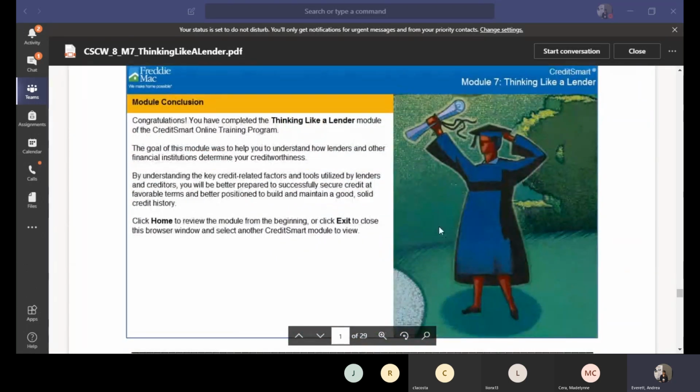Okay, so we've come to the end of the Thinking Like a Lender module. The goal here was to help you understand how lenders and other financial institutions determine your credit worthiness. And by understanding the key credit related factors and tools utilized by lenders and creditors, you guys are going to be more prepared in the future to successfully secure credit, especially at favorable terms. We don't want you with some high interest loan. We want you to be able to finance at a low credit rate based on your credit history and your credit scores being at a high level, right?